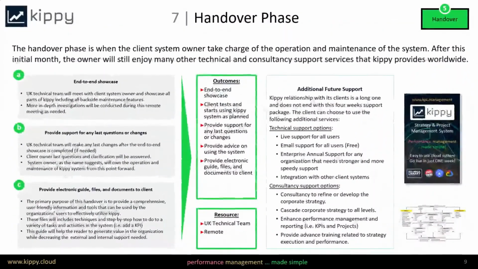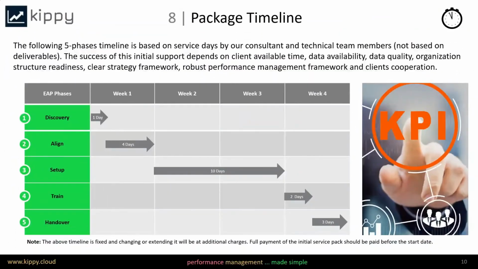And the last phase is the handover phase, where we provide all the support for the owner to take over, and if needed, we just stay with them for a few days to make sure that they are in a good situation. So the timeline, like I mentioned, is usually 4 weeks, depending on how big the organization is or when the gaps are found. On average, the first week is discovery and alignment, weeks 2 and 3 are the setup of the system and uploading the data, and the last week is the training and the handover.